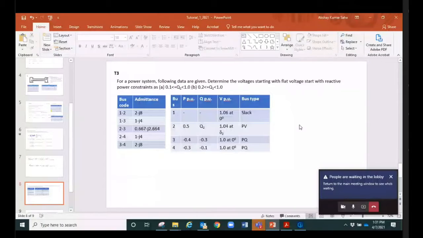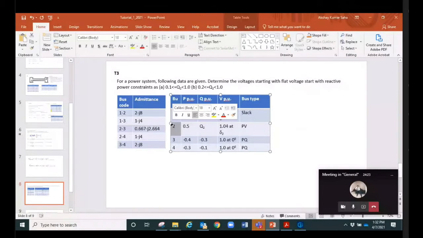So what it is saying is there is a power system, and for the power system the data are given in two tables. One is showing the interconnection of the buses and the respective admittances. So bus 1, 2 is having an admittance of 2 minus J8, 1, 3 is 1 minus J4, 2, 3 is 0.667 minus J2.664. And the interconnection between 2 and 4 has an admittance of 1 minus J4. Between 3 and 4 it is 2 minus J8.